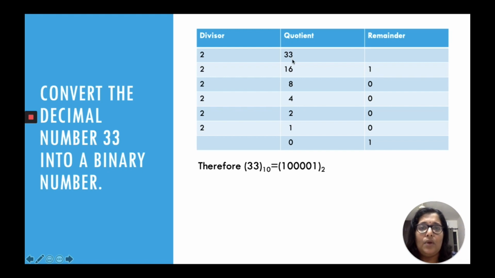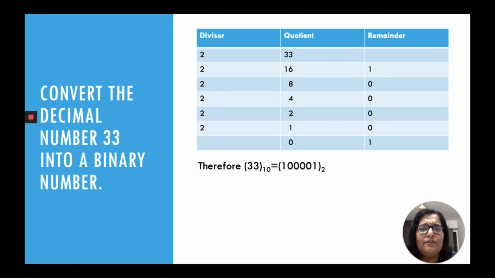Why? 33 is an odd number, so definitely there will be a remainder. Then you divide 16 by 2. 2 eights are 16. There is no remainder, so it is 0 in this column. Then you divide 8 by 2. You get 4 and your remainder is 0. When you divide 4 by 2, you get 2 twos are 4, your quotient is 2 and your remainder is 0. When you divide by 2 again, you get 2 ones are 2, your remainder is 0.